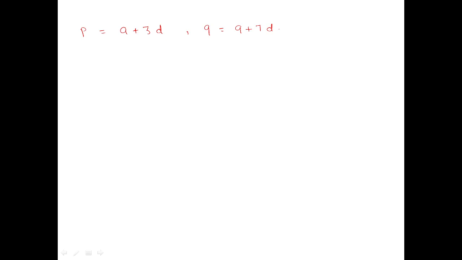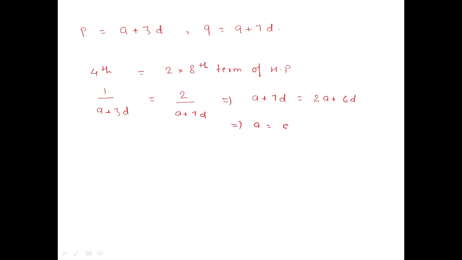Okay, now it is given that the fourth term is 2 times its 8th term of HP. Remember this, of HP. This implies 1 upon A plus 3D is equal to 2 upon A plus 7D. Now after solving this, you will get A plus 7D is equal to 2A plus 6D, and you will get A is equal to D.